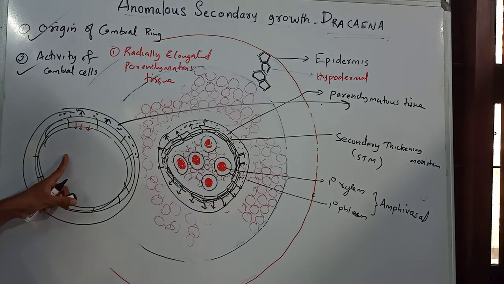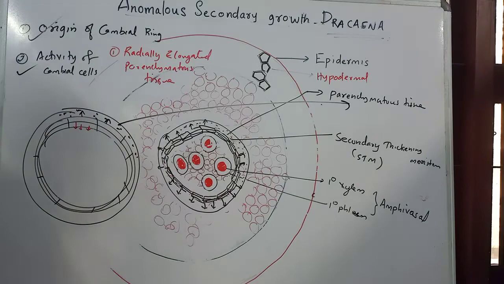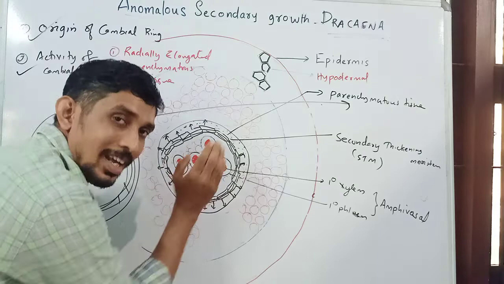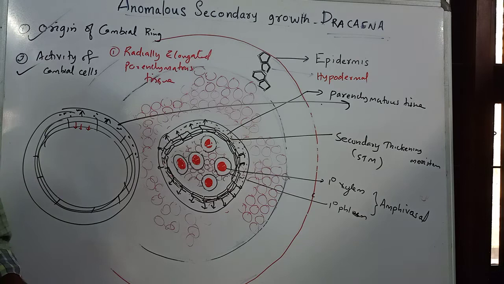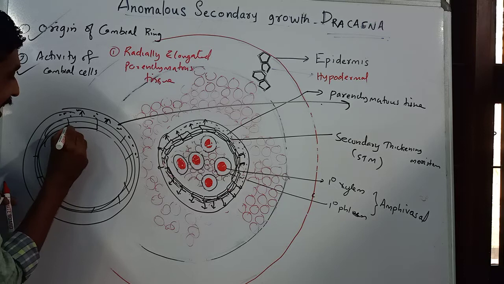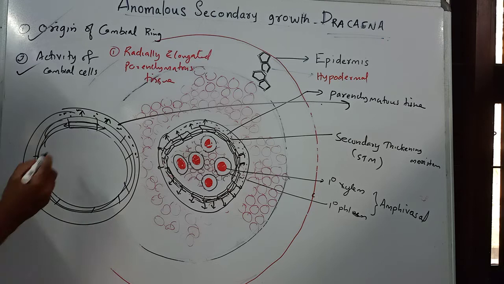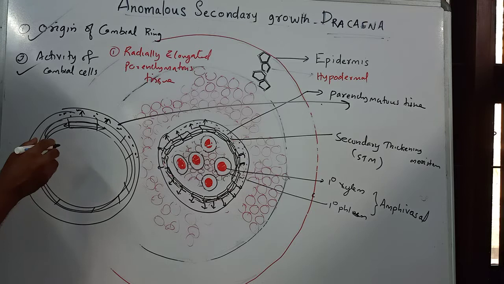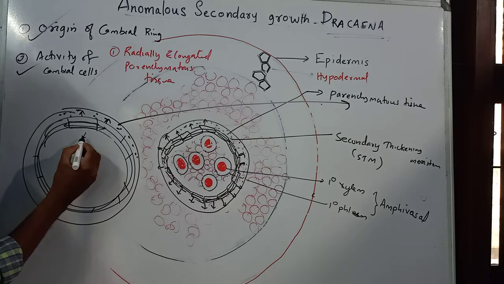This radially elongated parenchymal tissue is entirely different from the parenchymal tissue which is produced towards outside, and we can see how they differ. They are formed by the periclinal division, meaning division like this, of cambial cells. So what is the peculiarity of periclinal division? Due to periclinal division or tangential division, these cells produce two types of cells like this.